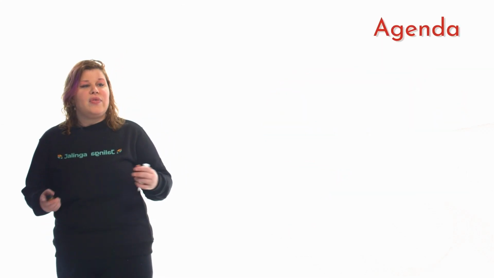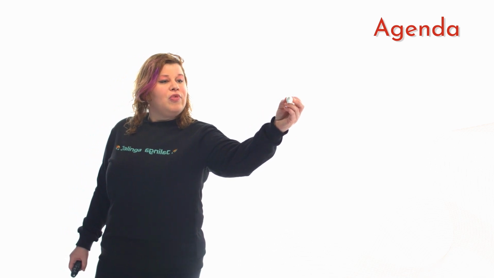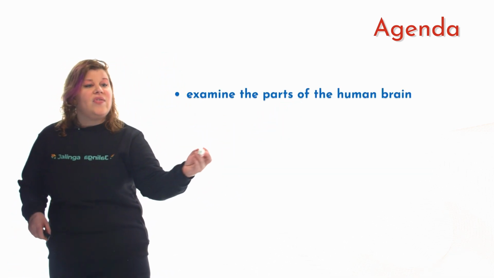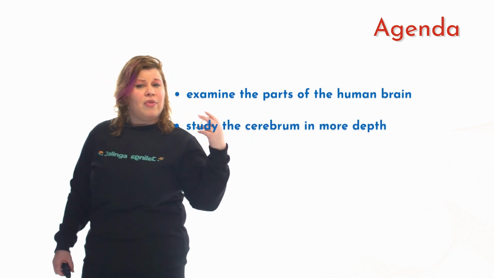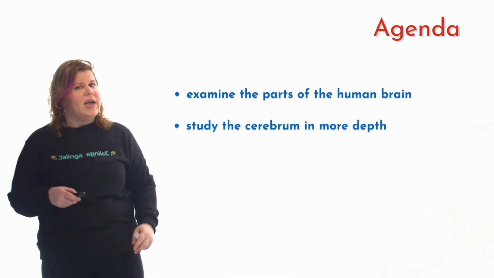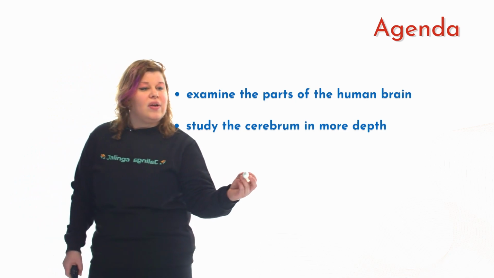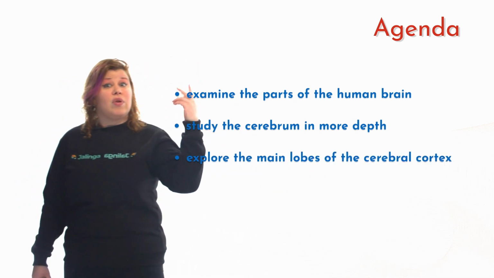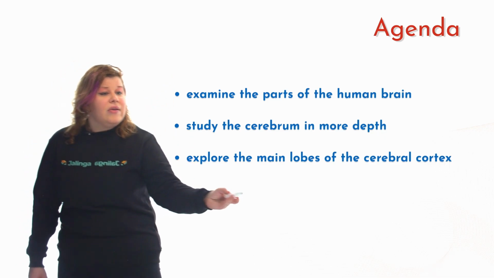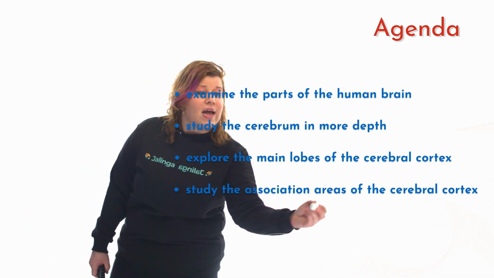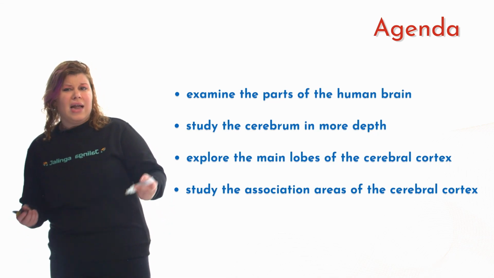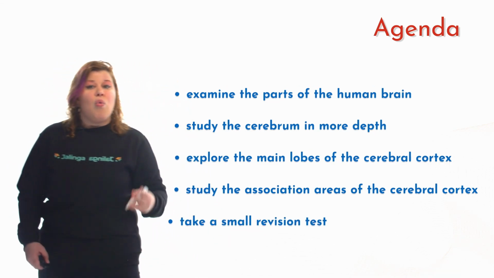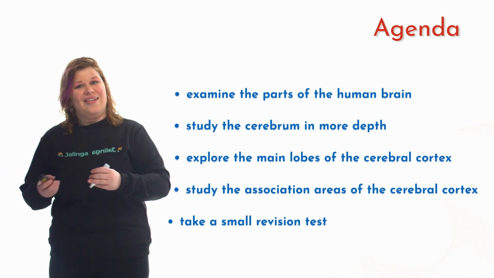First of all, we'll be thinking about how we can conceptually divide the brain into different parts. Then we will be studying the cerebrum in more depth. The cerebrum is the biggest part of the brain and probably what you imagine when you think of a brain. Next, we'll be looking at the main lobes of the cerebral cortex and study their associations and respective functions. Lastly, as always, we'll end with a small revision test to see what you've remembered and recalled.